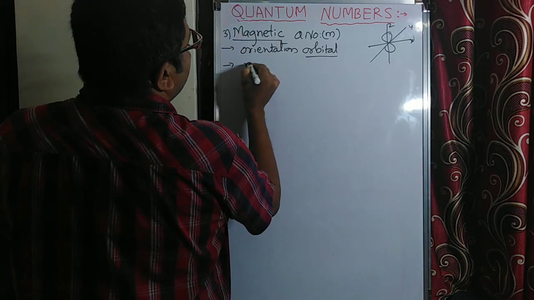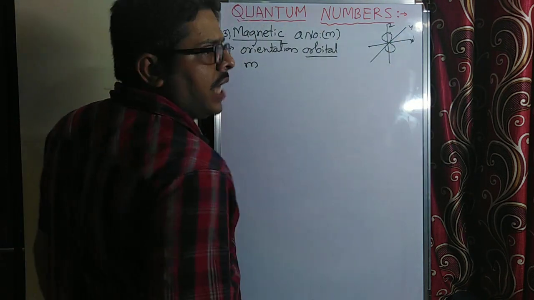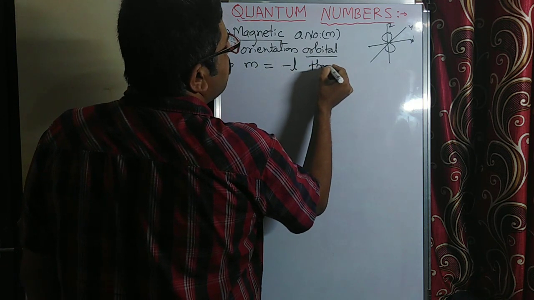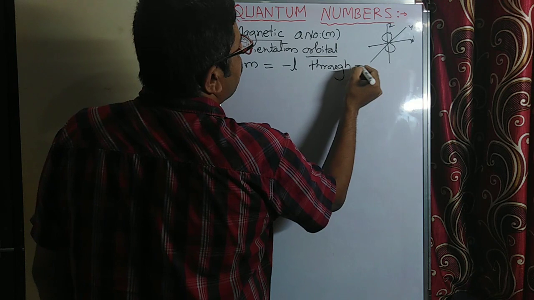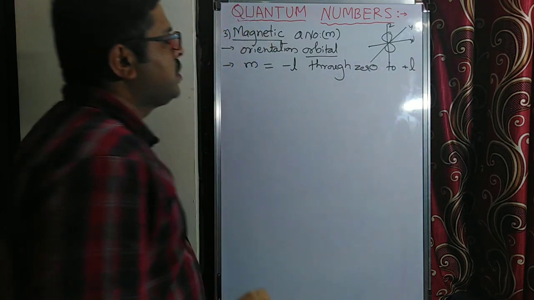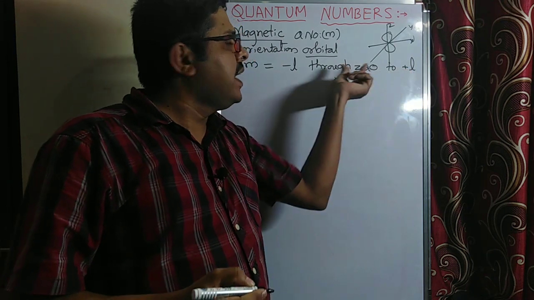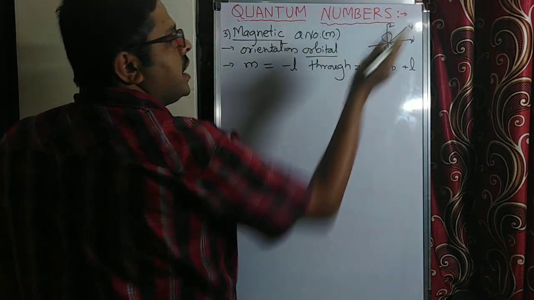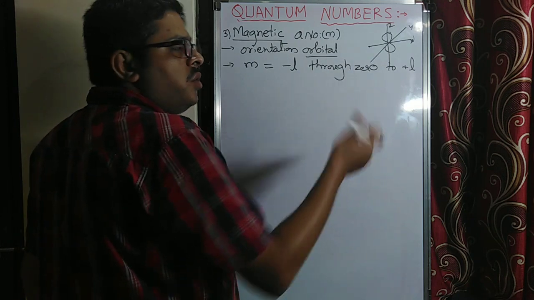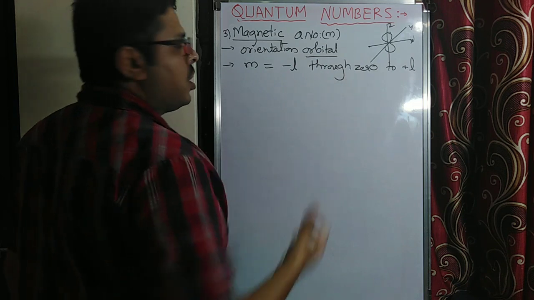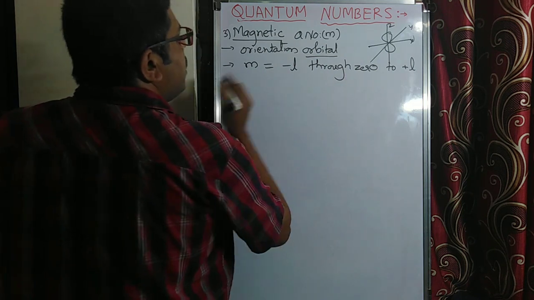Fine. The M value depends on the L value. So M is equal to minus L through 0, very, very important, remember, through 0 to plus L, which means minus L to plus L including 0. So the L value depends on the N value, and the M value depends on the L value. These three quantum numbers are interdependent, remember that point.